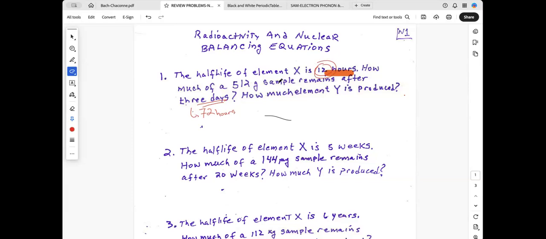So how many times did it decay? For every 12 hours, it decays in half. After 72 hours, we have to divide 12 into 72. And I think we get 6 half-lives. Okay? It decayed in half 6 times.